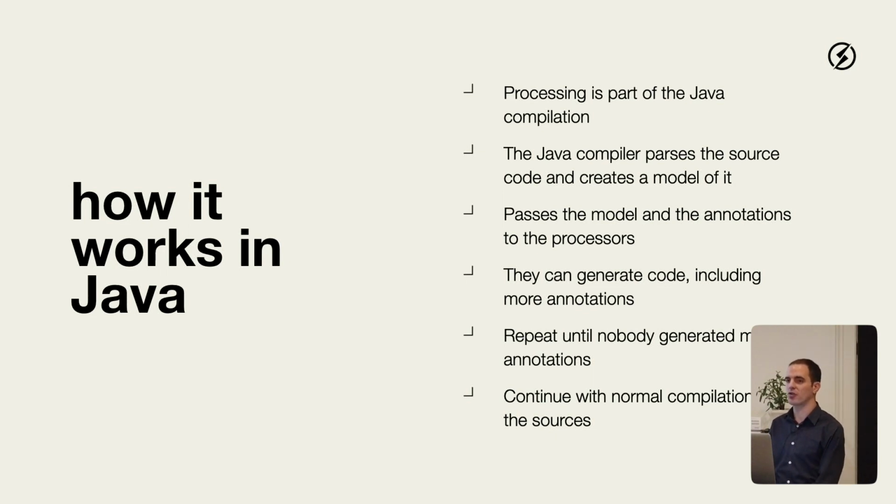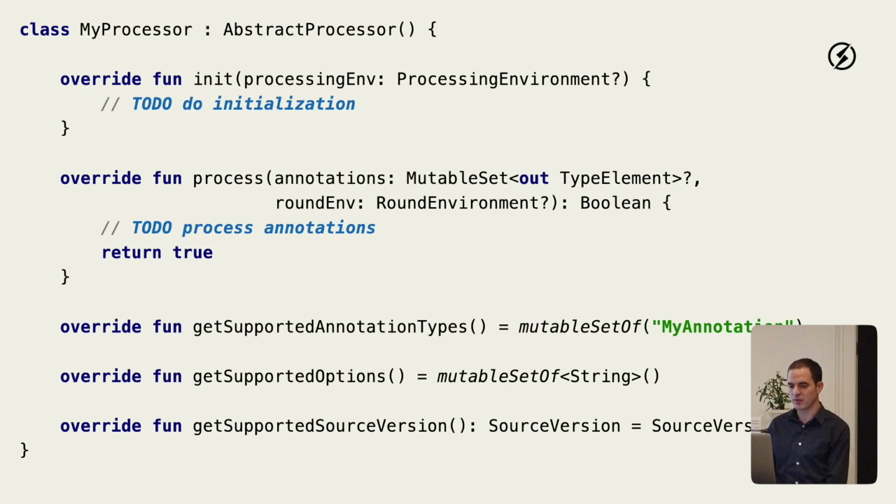with the normal compilation. There are sources generated by the annotation processor, and the Java compiler will compile those to bytecode as usual. So this is how annotation processing works in Java, under the hood, but not in very much detail.